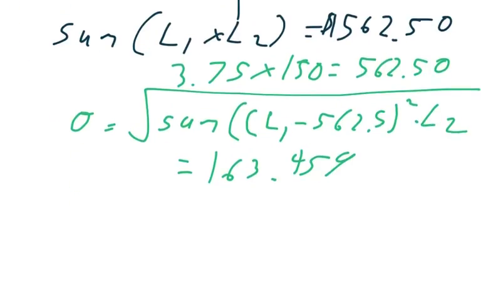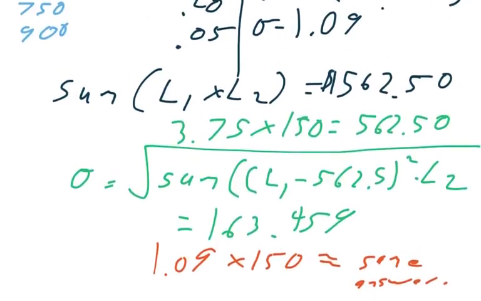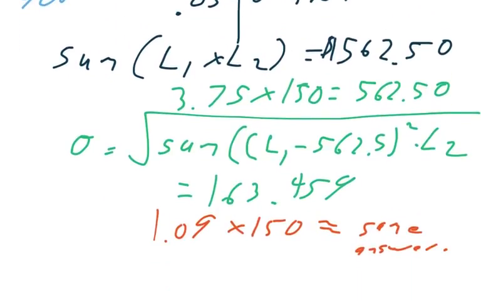As you may have guessed, if I took my 1.09 and multiplied it by 150, we'd get about the same answer, with a little bit of rounding error. And so basically, when multiplying, the mean gets multiplied and then the standard deviation gets multiplied.